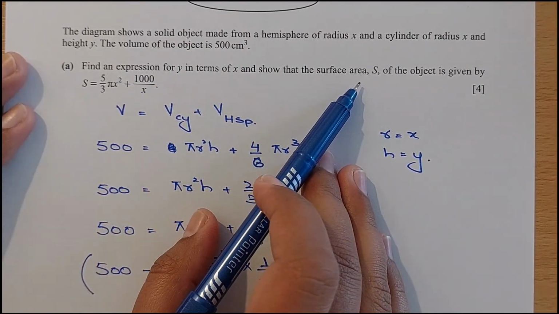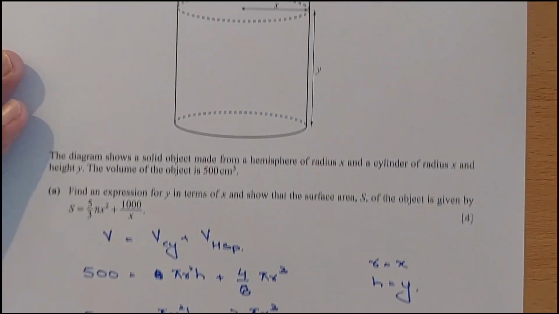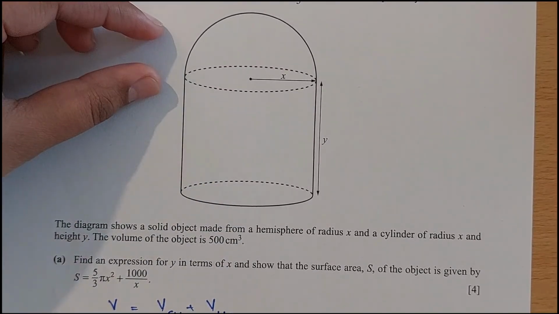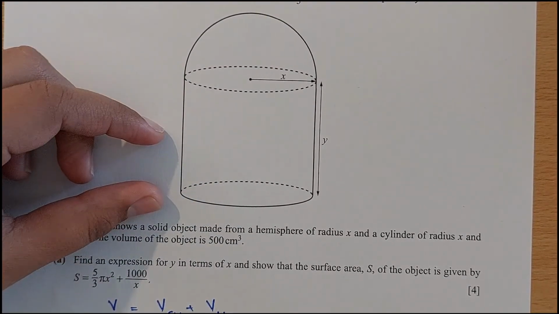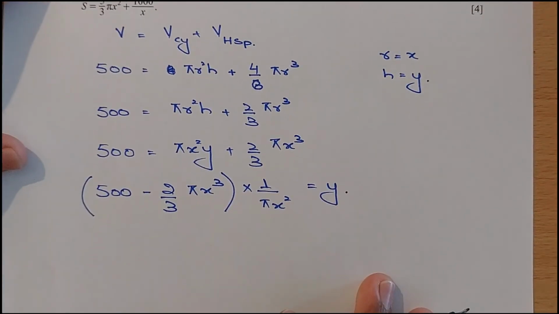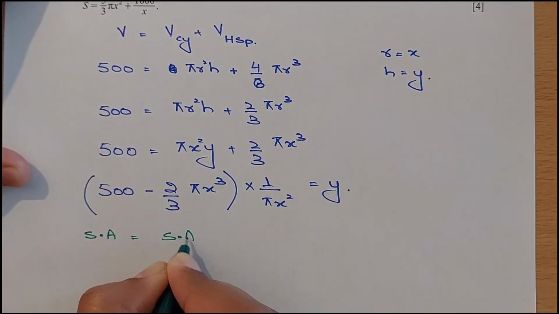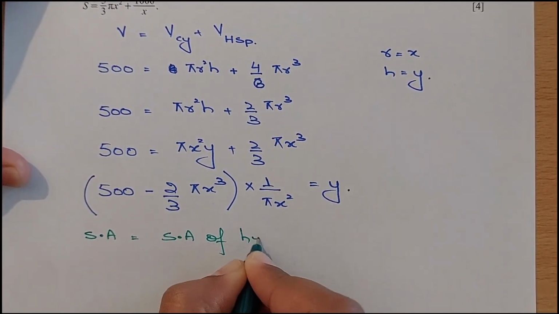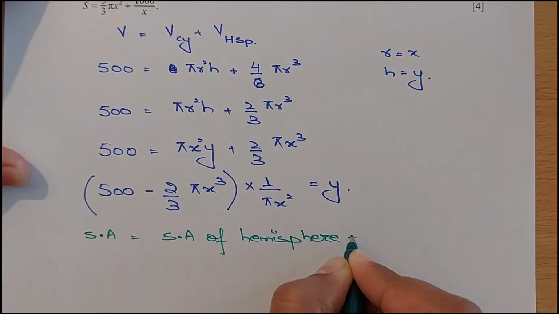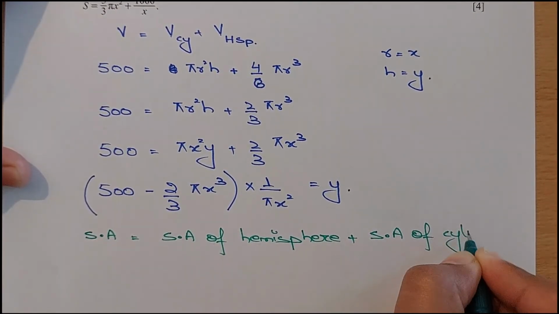Show that the surface area S of the object is given by this. Okay, so we need to find the surface area of this object. It means the surface area of the hemisphere and the surface area of a cylinder, right? Okay, let me use this information. The total surface area is the surface area of the hemisphere plus the surface area of the cylinder.